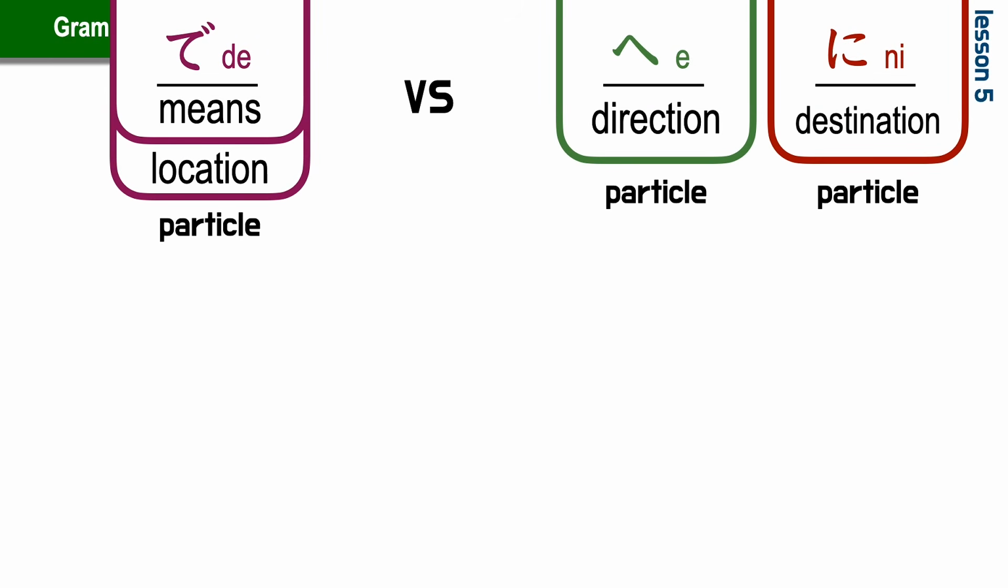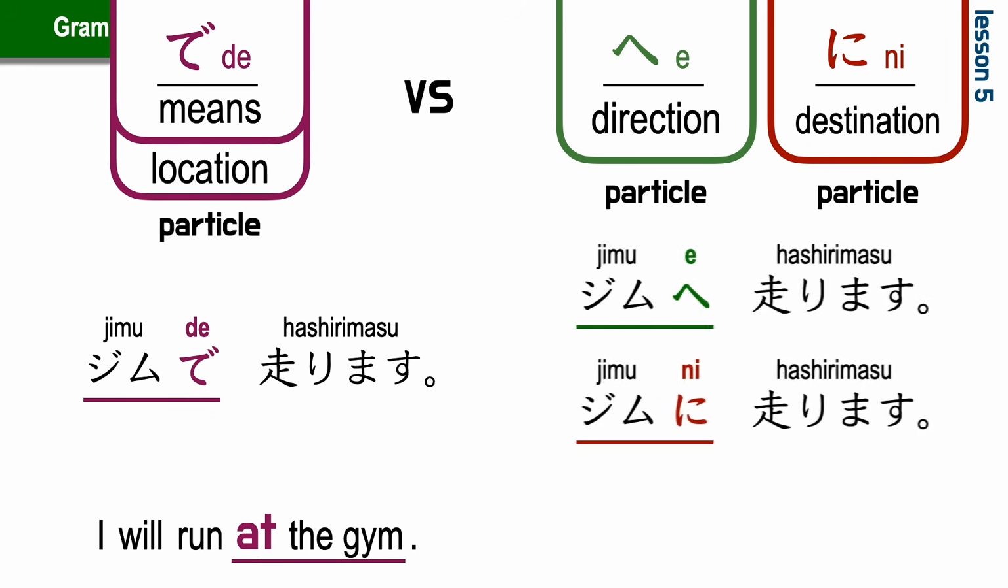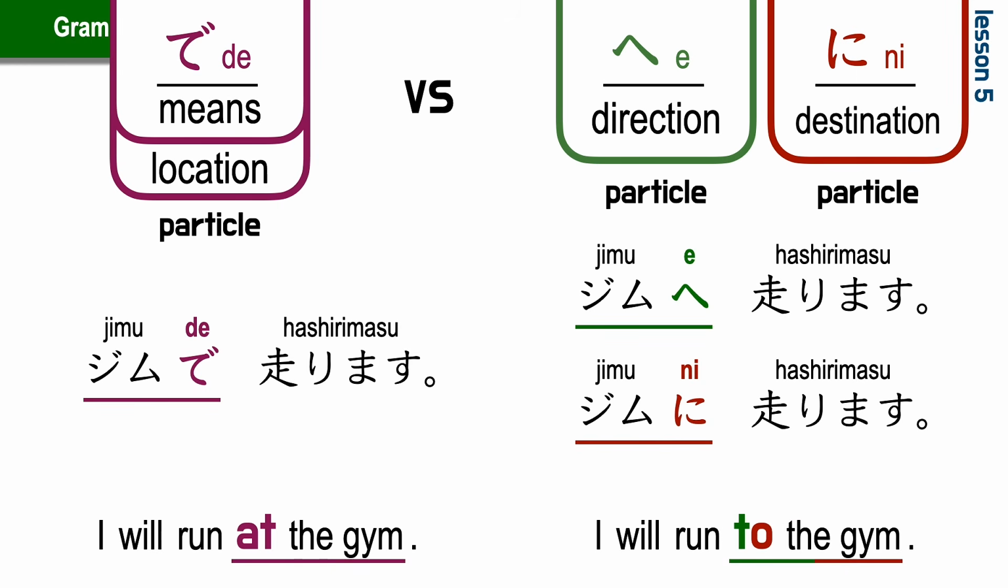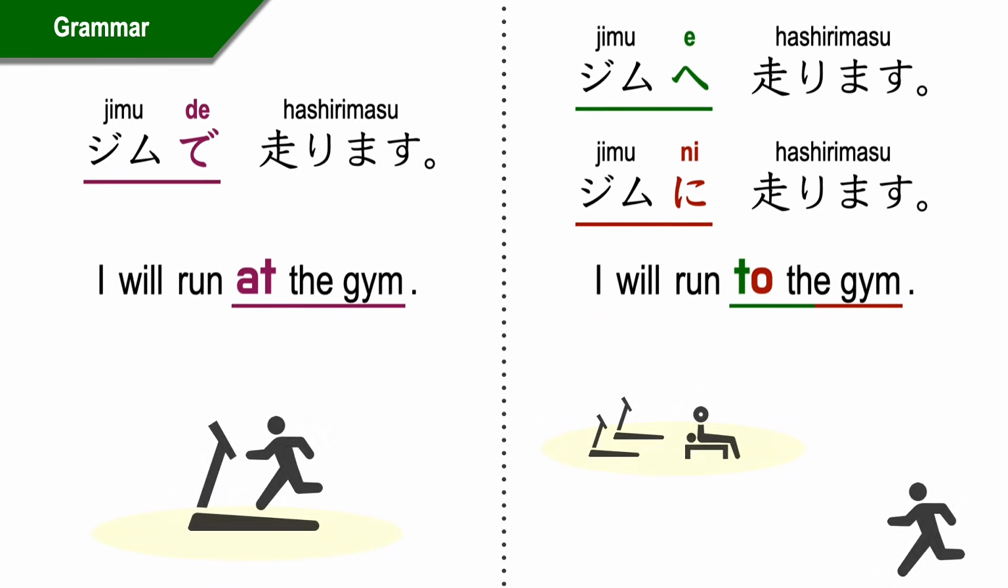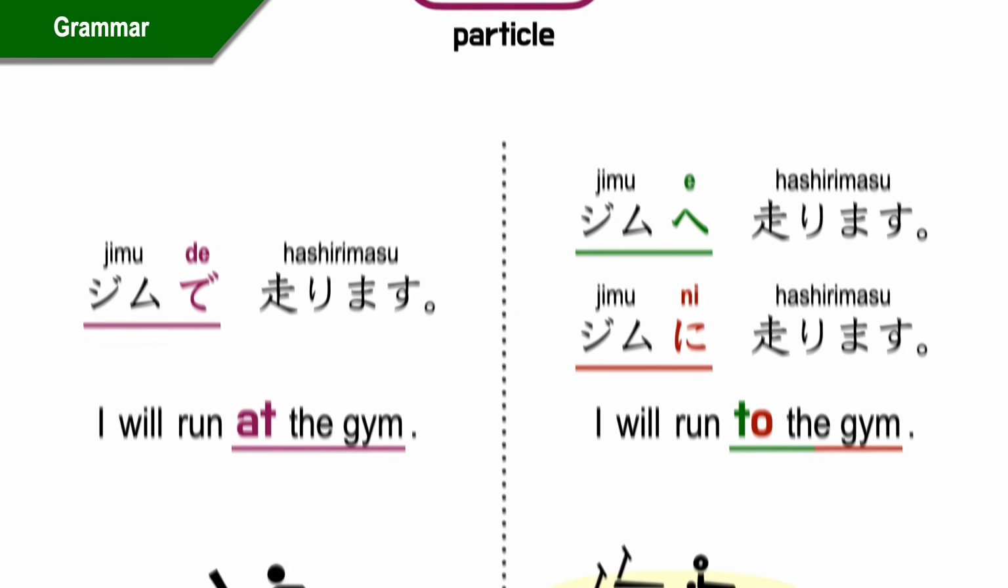E and ni particles are also put after the location, so sometimes people get confused about which one to use. But for example, ジムで走ります means I will run at the gym. But ジムへ走ります or ジムに走ります means I will run to the gym. So de indicates that the action takes place within the location, while e or ni particle is used with the motion verbs, and it indicates the direction of the motion. It's simple, right?